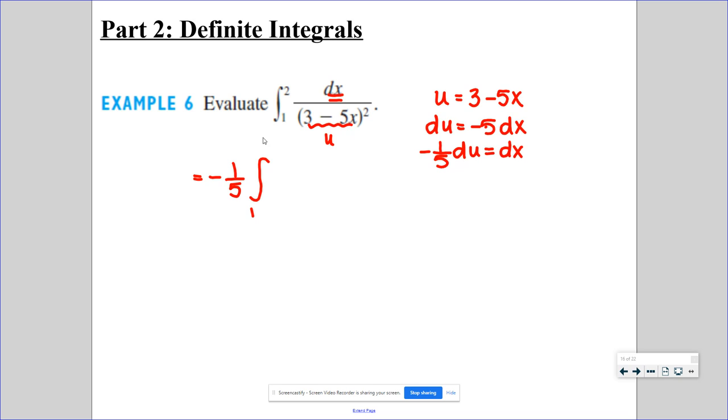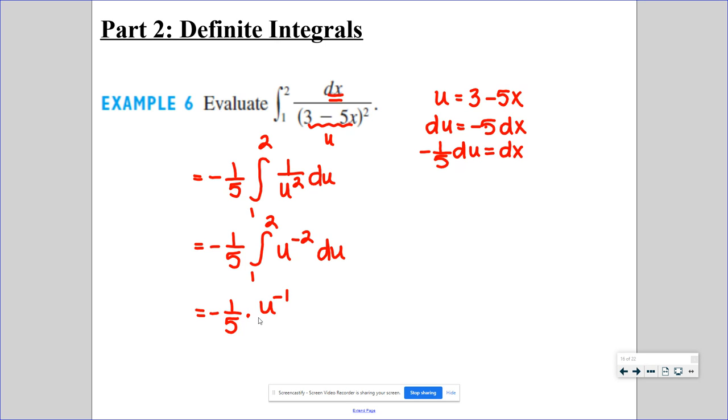So here's my negative 1/5. I'm going to keep my integral. And this would actually end up being 1 over u squared du. Okay, I am going to rewrite 1 over u squared as u to the negative second power because it's easier to antiderive when you have an exponent given. And now I'm to the point where I can go ahead and do my antiderivative. So this would be add 1 to the power, divide by the power, and we are evaluating this from 1 to 2.